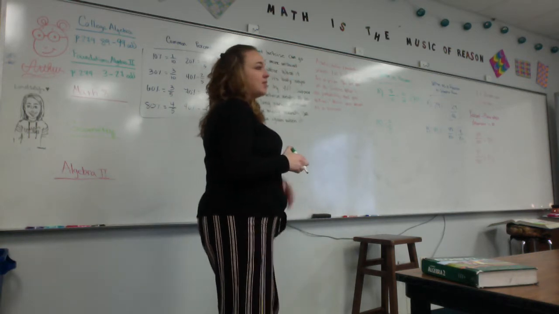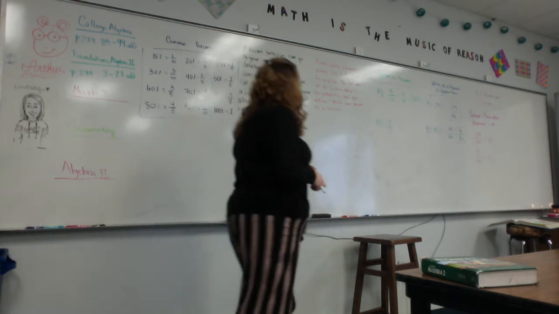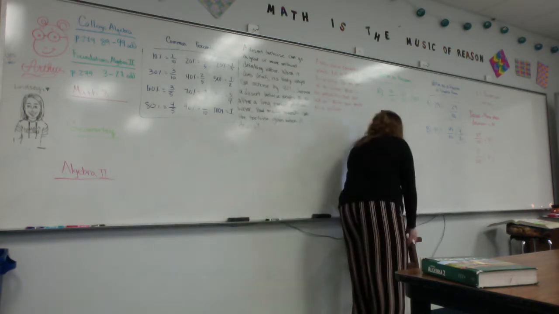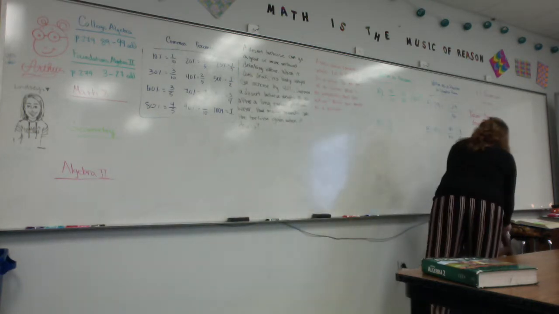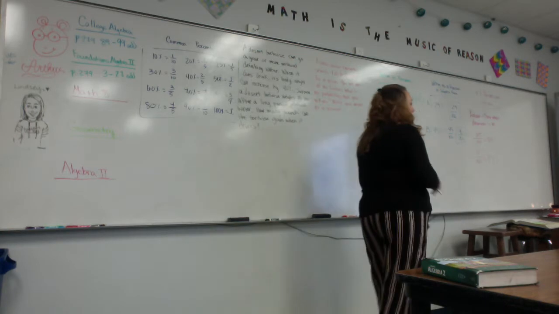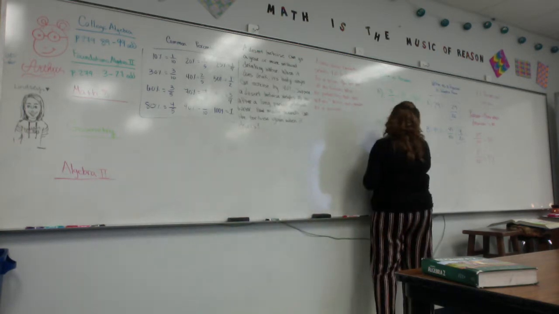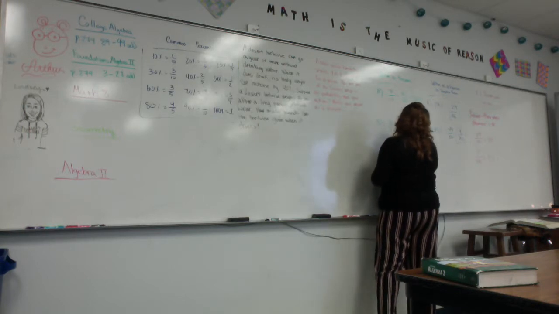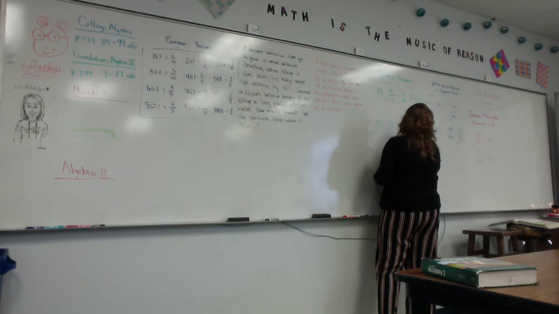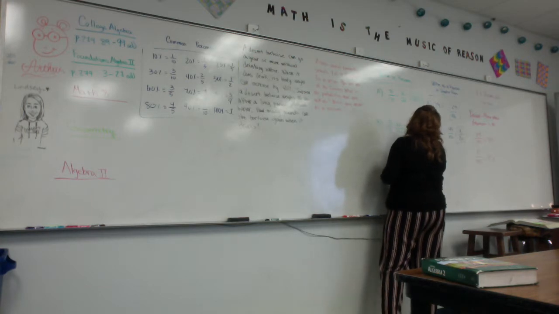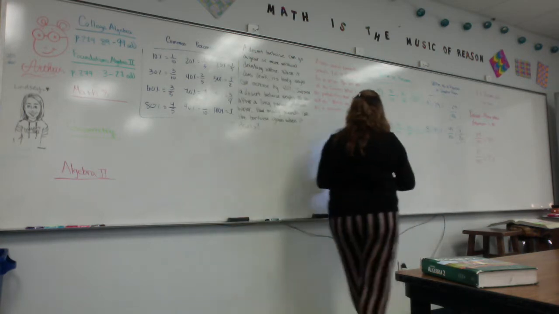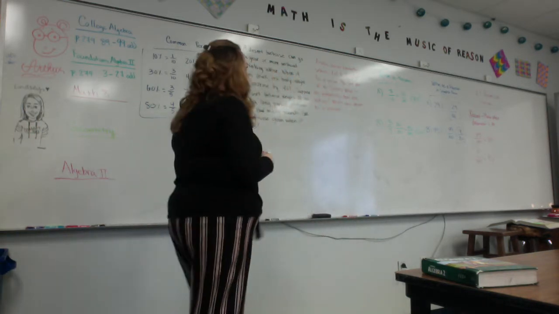3/5. How do I make that as a percent? Okay, Carter, how? 60%. Okay, what did you do to get there? I divided 100 by 5, which is 20, and 20 times 3. Okay, so you multiply it by 20 over 20, so that you get 60 over 100. So you get 60%.